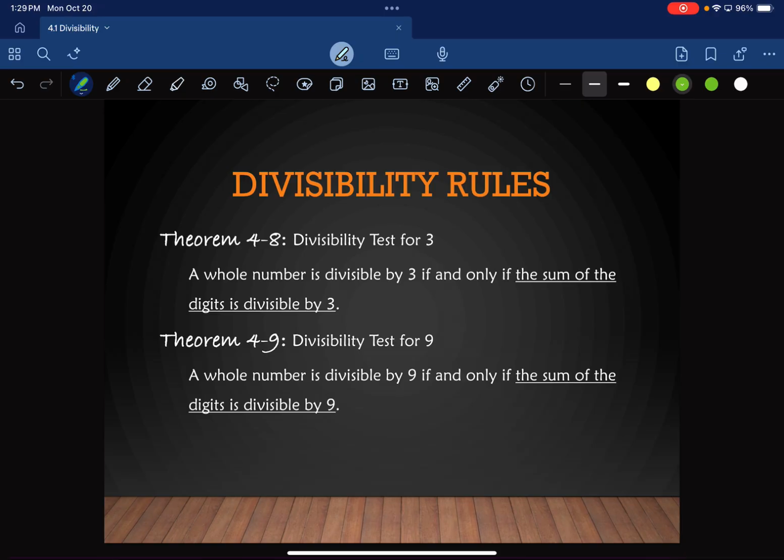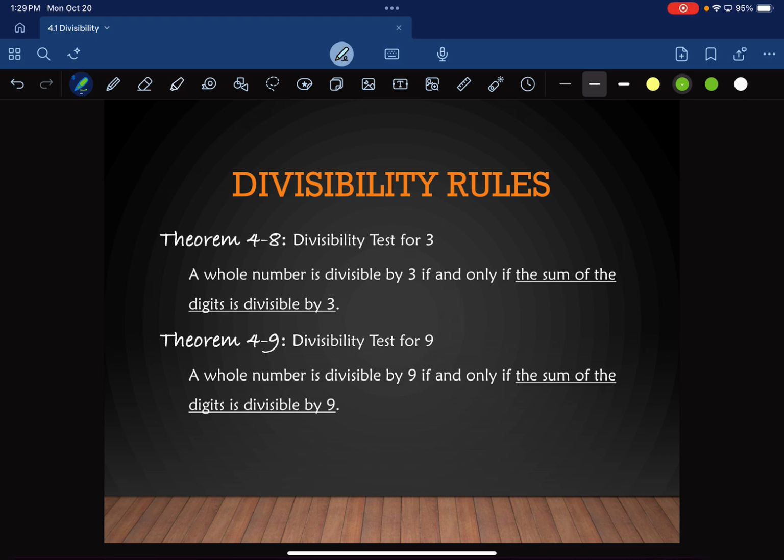Okay? People sometimes get this confused. This doesn't work for 4. I can't add the numbers up and ask, does it divide by 4? I can't add the numbers up and ask if it divides by 7. It only works for 3 and 9. It doesn't work for anything else. Okay, so this is a category unto itself. I add values together. That's for 3s and 9s.